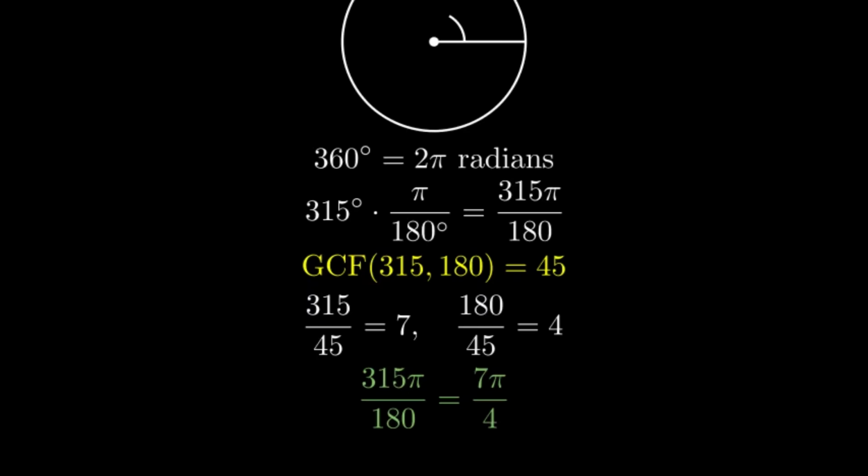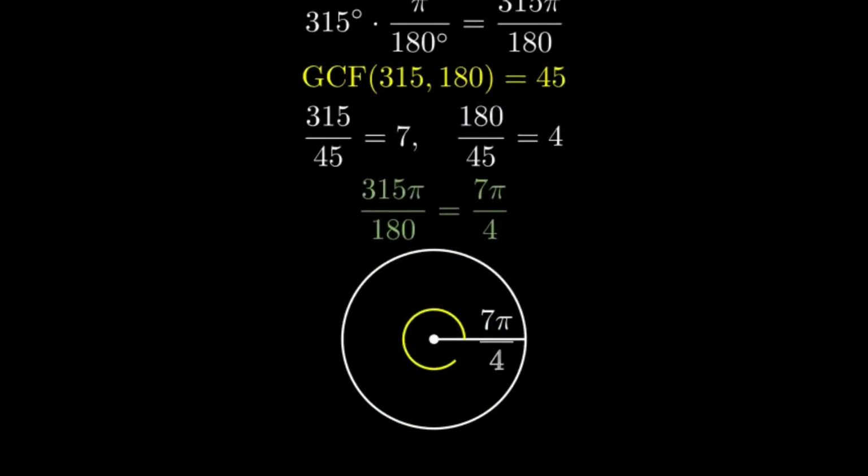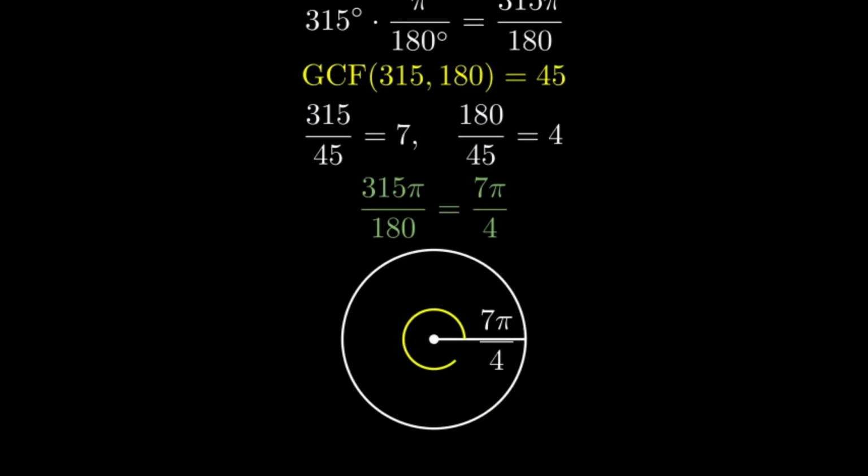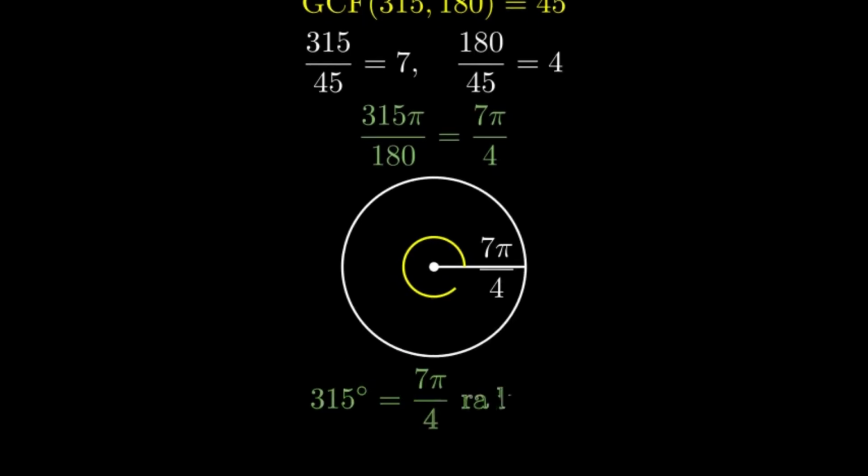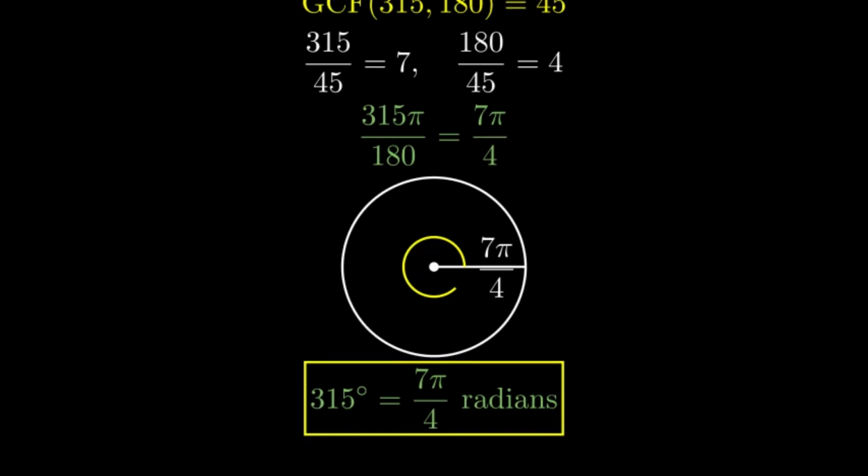Let's visualize this angle on our circle. 7 pi over 4 radians is equivalent to 315 degrees, which is this angle here. Therefore, 315 degrees is equal to 7 pi over 4 radians.